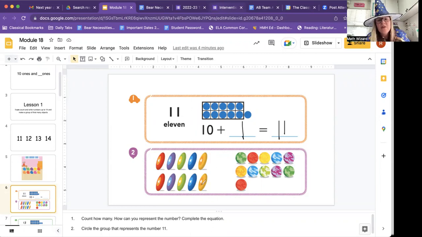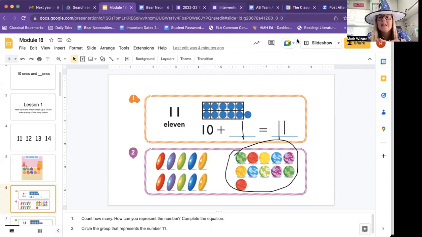Okay. Now for this one here, you're going to circle the group that represents the number 11. So you need to count them. Let's count together. 1, 2, 3, 4, 5, 6, 7, 8, 9, 10. Is that 11? Nope. Let's count this one. 1, 2, 3, 4, 5, 6, 7, 8, 9, 10, 11. So I am going to circle that group because it represents the number 11, right?